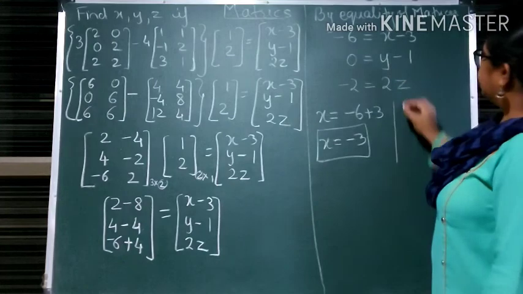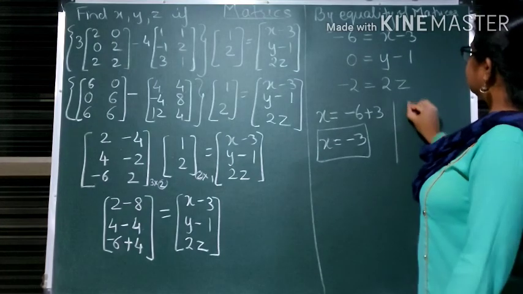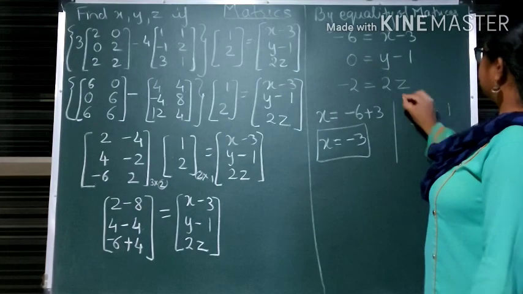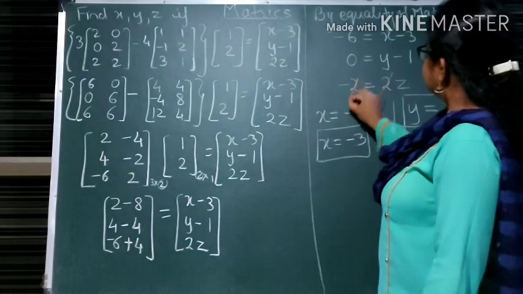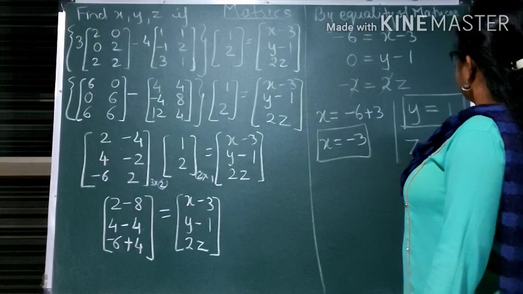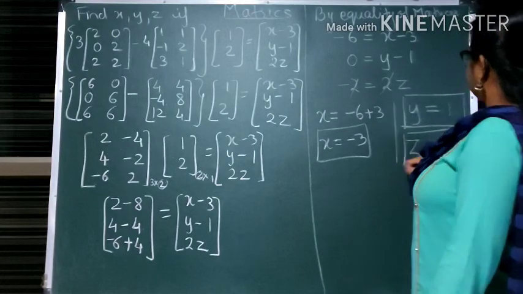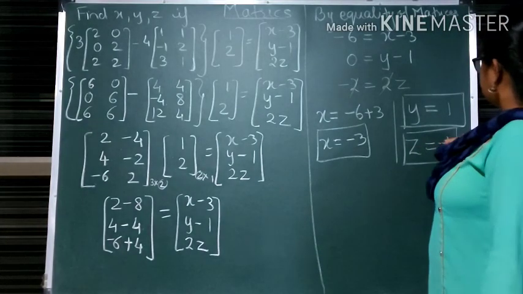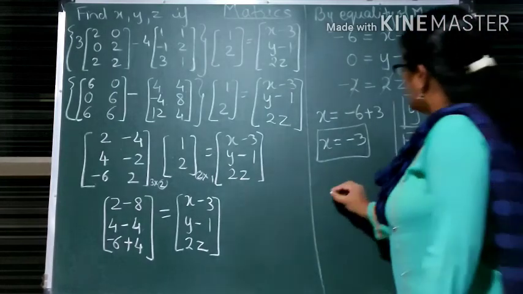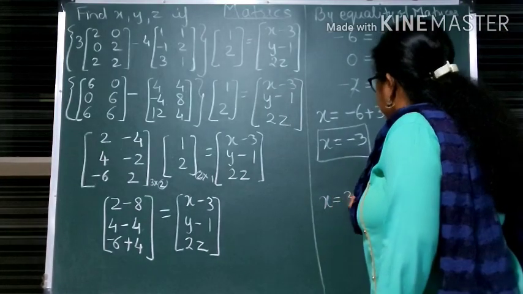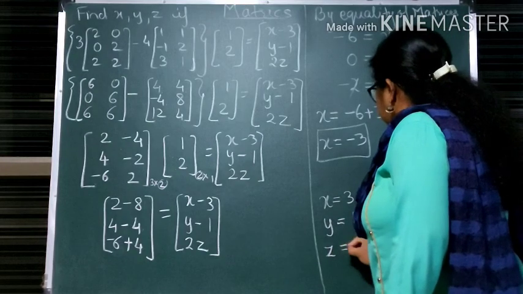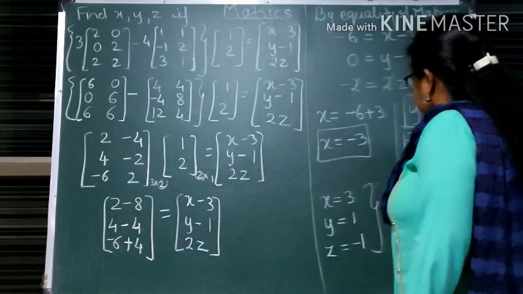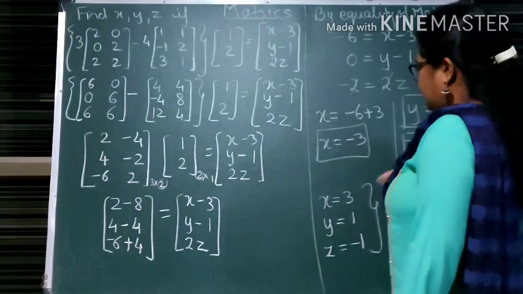Yes. Then y minus 1 equal to 0. So take 1 on the other side. You get y equal to 1. And 2 gets cancelled. And again you get z equal to minus 1 from the third equation. So what are your values? X equal to minus 3, y equal to 1 and z equal to minus 1. This is your answer. Okay.